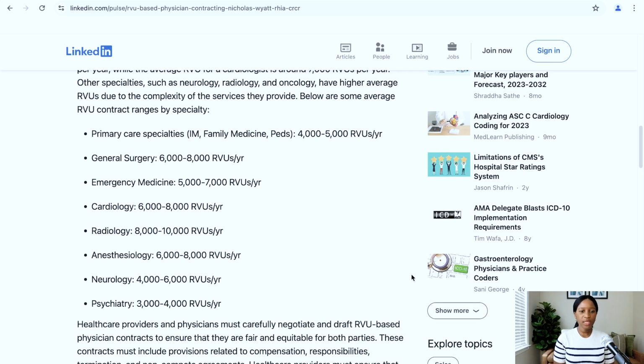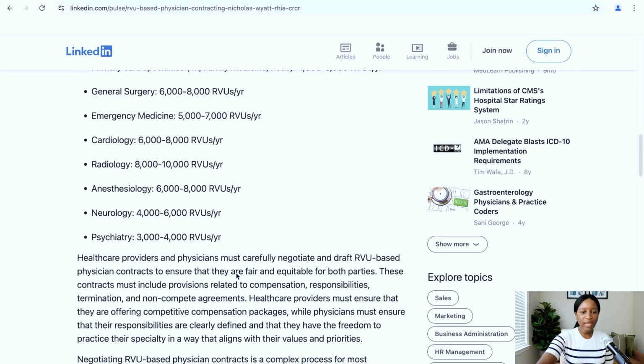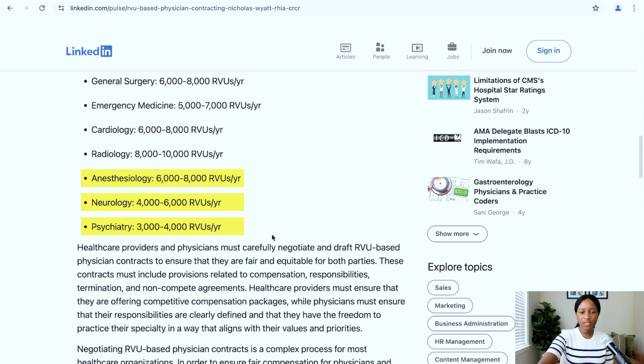And so as you can see here, we have primary care specialties, so IM, family medicine, peds, that falls around 4,000 to 5,000 RVUs per year. General surgery, which is around 6,000 to 8,000. Emergency medicine, between 5,000 to 7,000. Cardiology, 6,000 to 8,000. Radiology, 8,000 to 10,000. We've got anesthesiology, neurology, and psychiatry there as well.